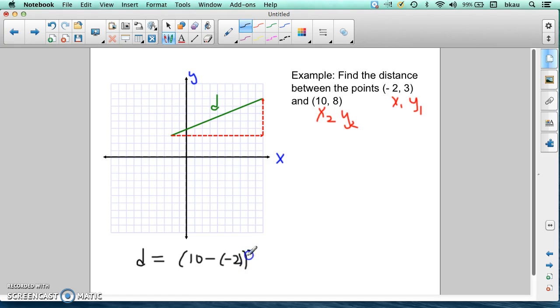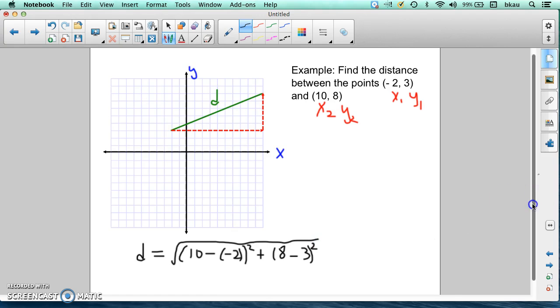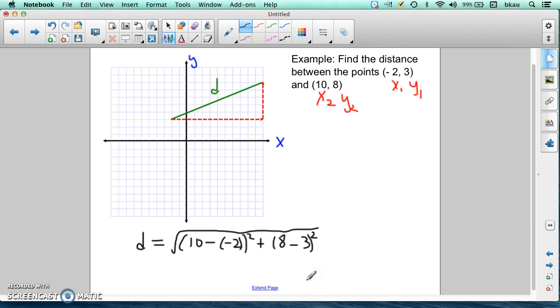So here's our x2 minus x1, plus our y2, which is 8, minus y1, which is 3, squared, and that's all going to be in the square root. All right, so that's the formula using what we have here. So when we do this subtraction, we're going to get 12 here, squared, and it's going to be 5 squared.